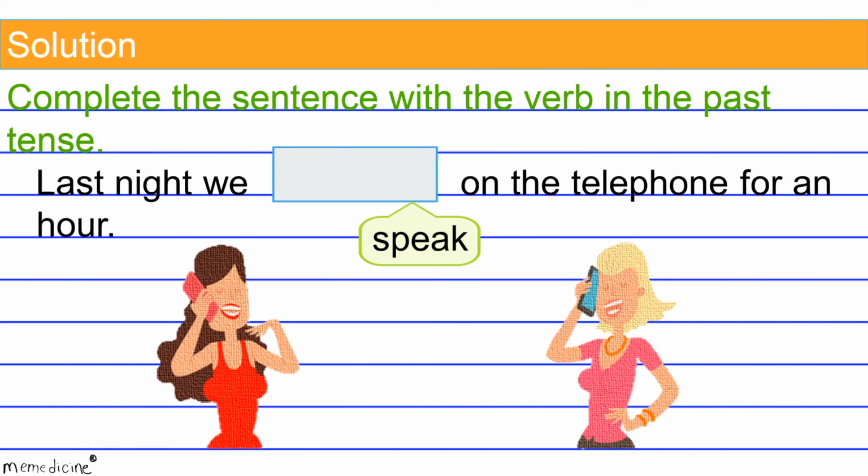Now for the solution. Spoke is the simple past tense verb form of speak. This is an irregular verb form, so you'll have to commit it to memory.